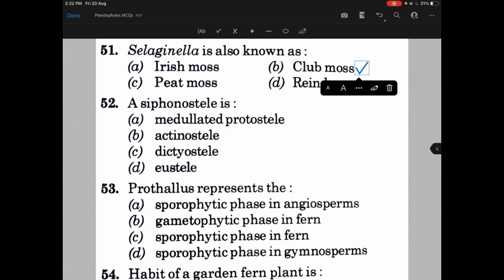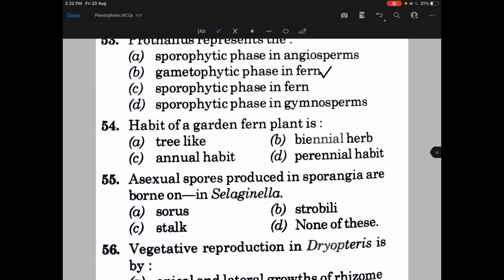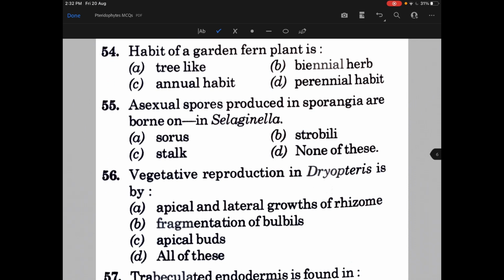A siphonostele is dash, and the answer is A, that is medullated protostele. Then prothallus represents dash, and the answer is B, that is gametophytic phase in fern. Next, habit of a garden fern plant is dash, and the answer is D, that is perennial habit.